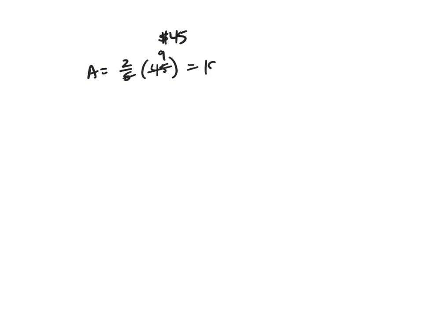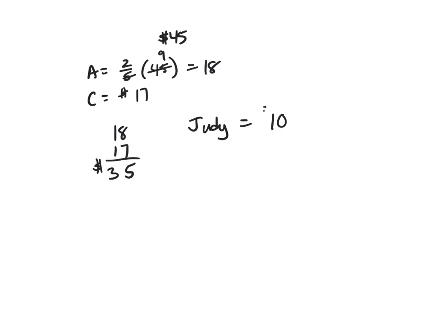9 times 2 is 18. Carol paid 17. Judy paid the rest. Okay, so 18 plus 17 is 35, and the total bill was 45. So that means Judy paid $10.